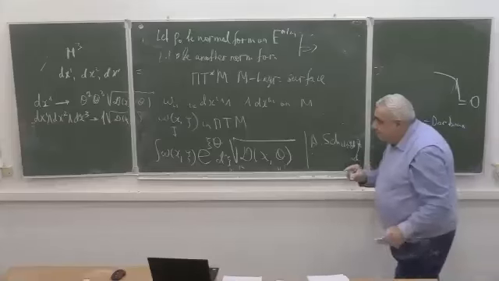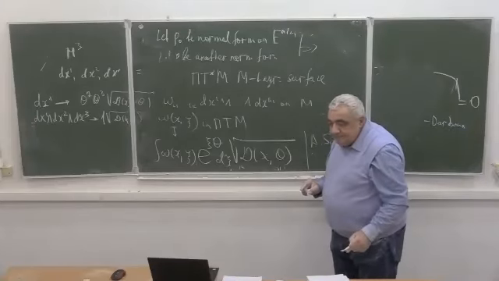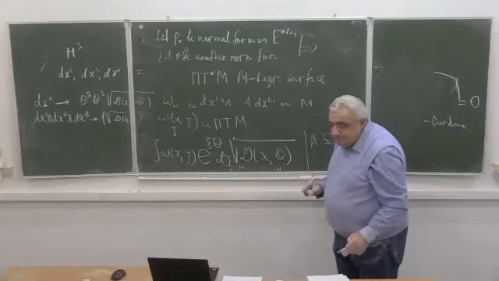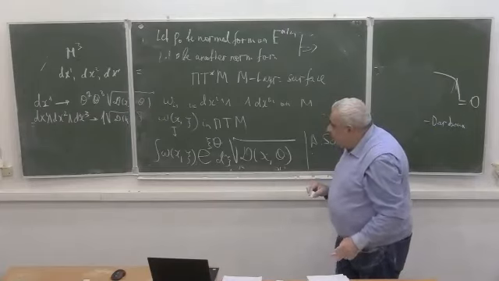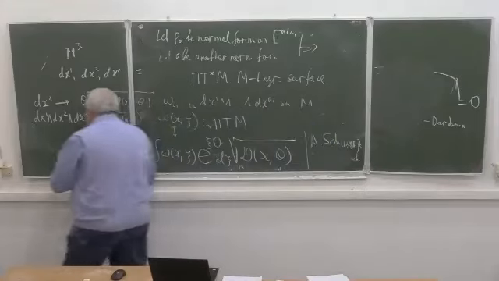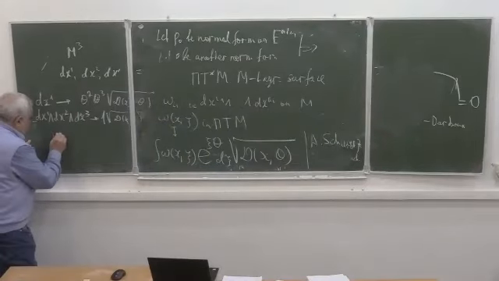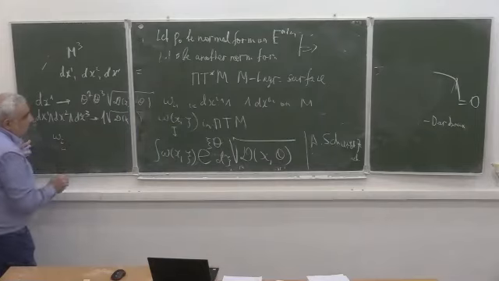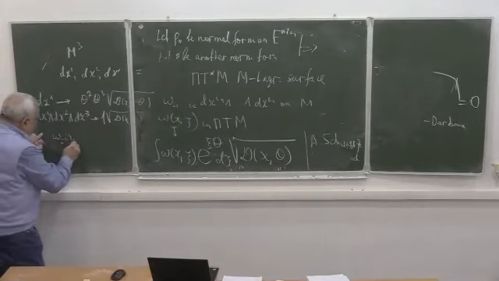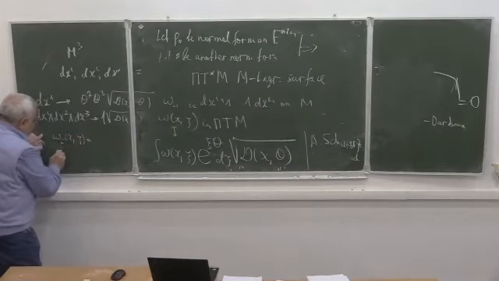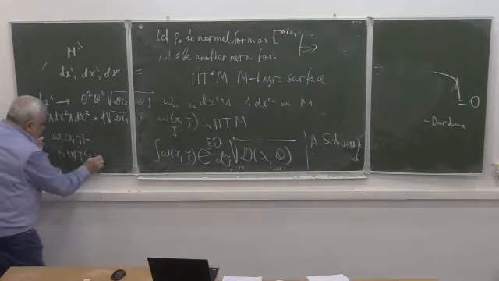Then you write omega of x, psi. And what is omega of x, psi? Is it related to the initial omega, or is it not related? If you make an expansion, it will be omega_i on x, psi_i.